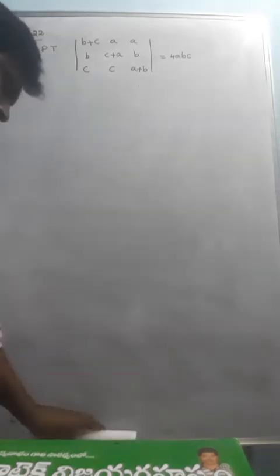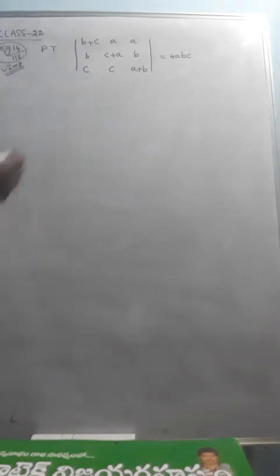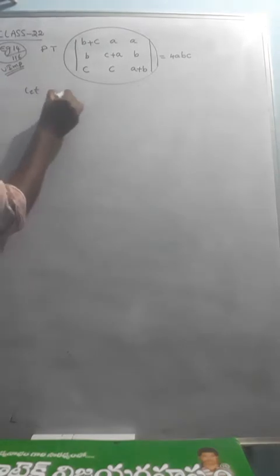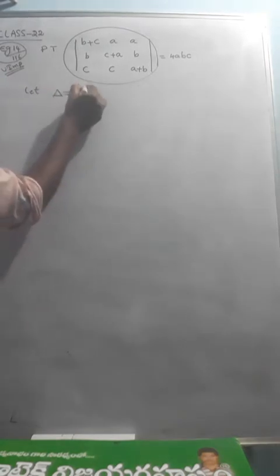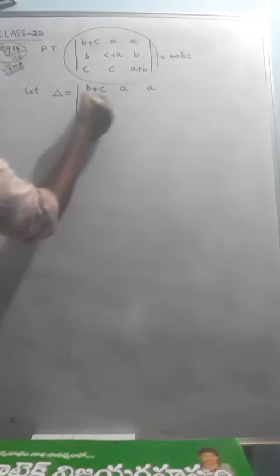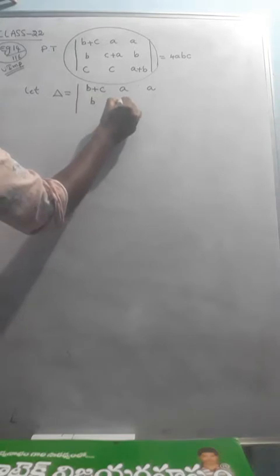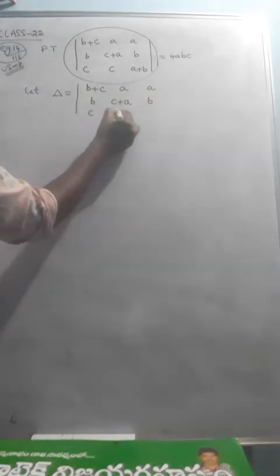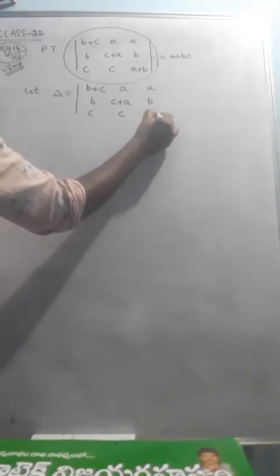See this problem. You can take the left hand side part. Let delta be equal to the determinant of b plus c, a, a; b, c plus a, b; c, c, a plus b.